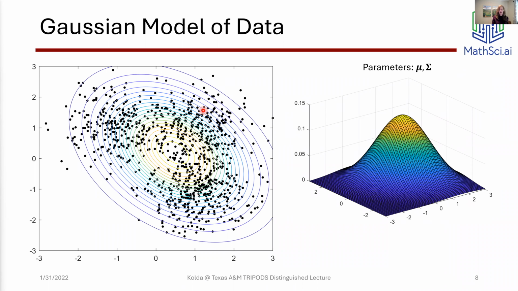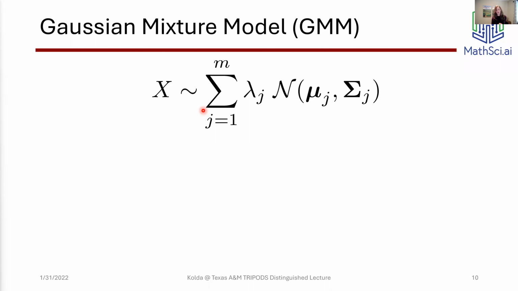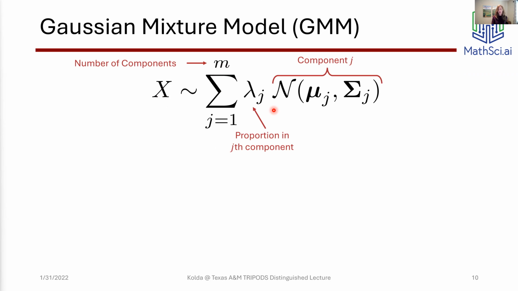So we often do something a little more general, which is a mixture of Gaussians, a so-called Gaussian mixture model. We have our random variable x, and it's described using m Gaussians. That's the number of components. We have a weight or proportion lambda j, and that says the probability of getting a sample from the jth Gaussian. And then we have our jth Gaussian, which is described by its own mean and covariance matrix.